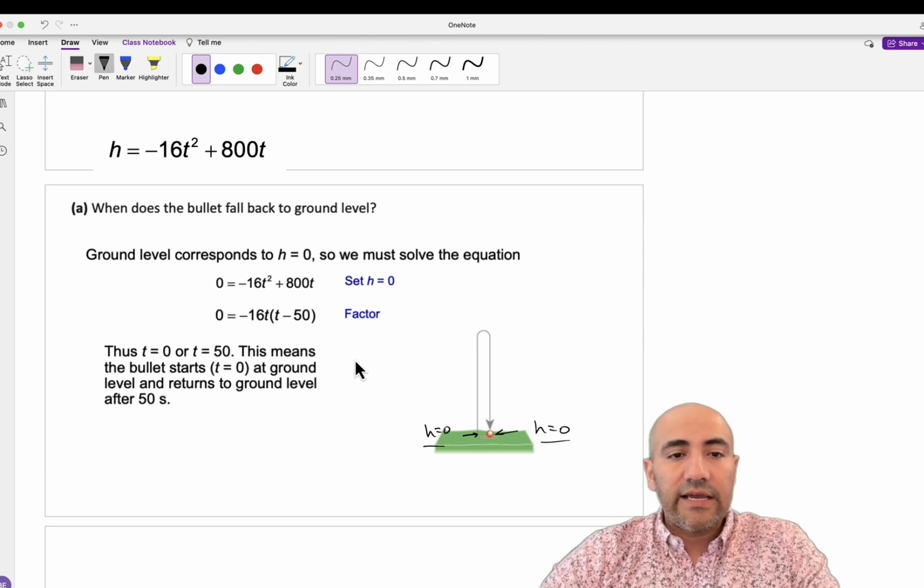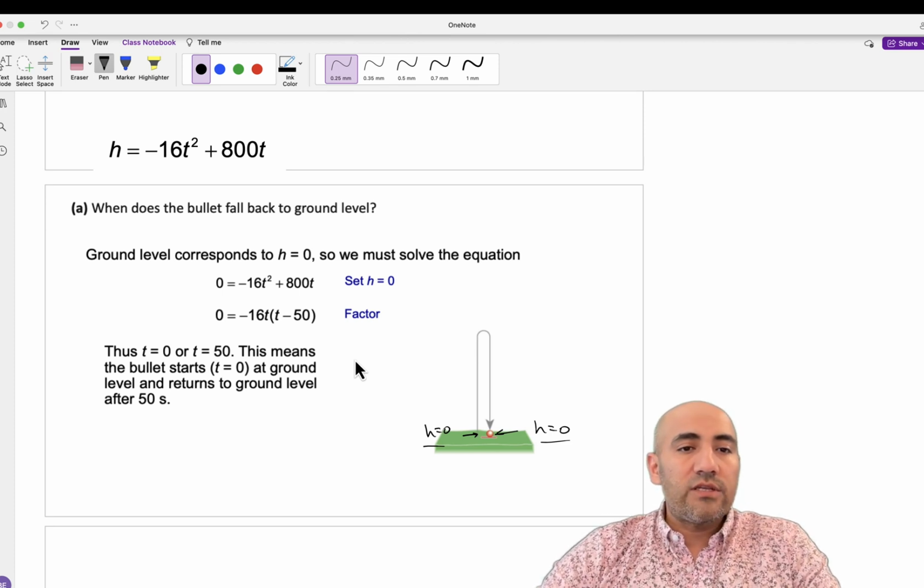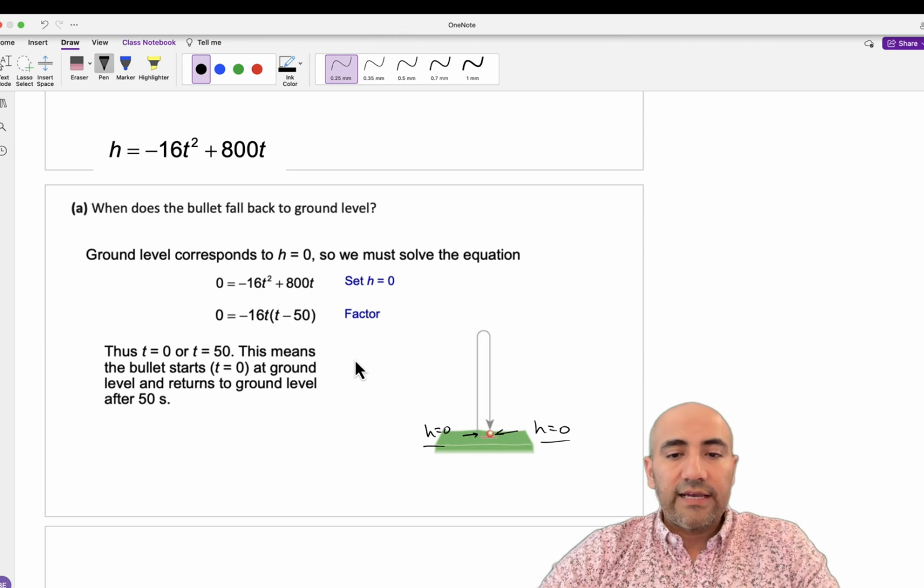So within 50 seconds, a bullet will come back down and hit the ground. Okay, so when does the bullet come back down? Answering the question, when does the bullet fall back to the ground? At t equals 50 seconds.